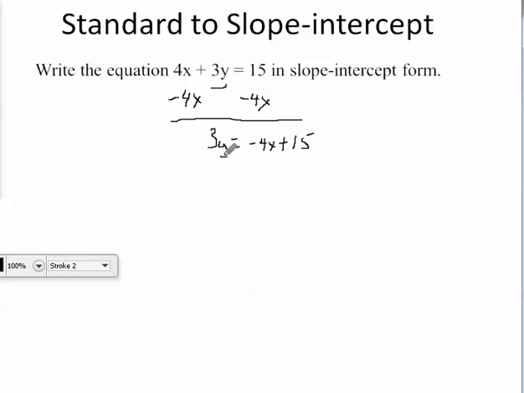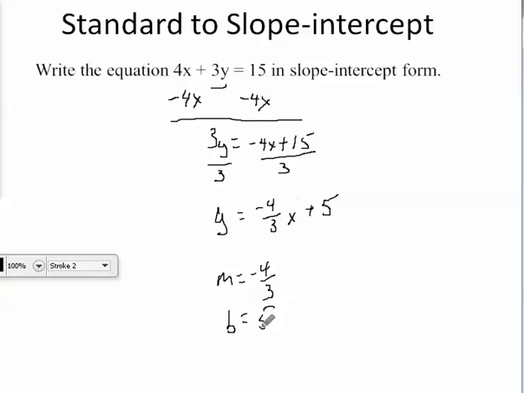Now I don't want 3y, I want y. So that means I've got to divide by 3. I'm going to divide the whole thing over here by 3. So this becomes y on this side. And using the distributive property, if I'm dividing by 3, I've got to divide both parts of this equation up here by 3. So I'm going to say minus 4 over 3 x plus 15 divided by 3 is a 5. So what's my slope? My slope in this situation is minus 4 over 3. What's my y-intercept? My y-intercept is 5. Easy to graph it when I've got that information available to me.